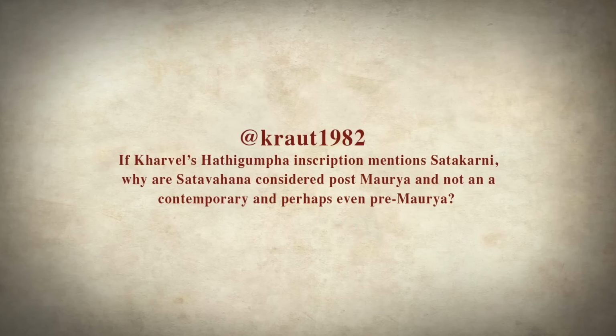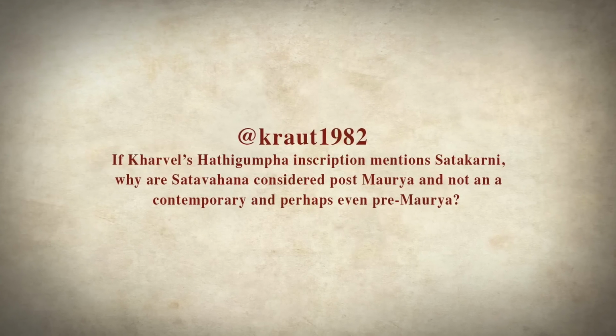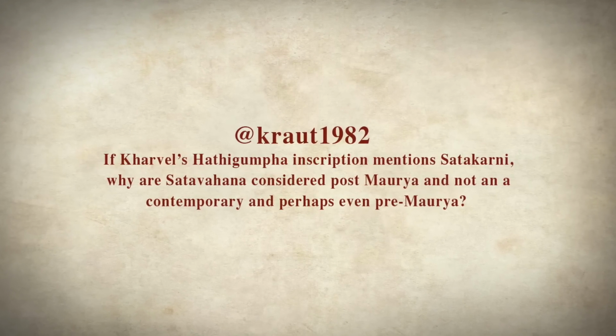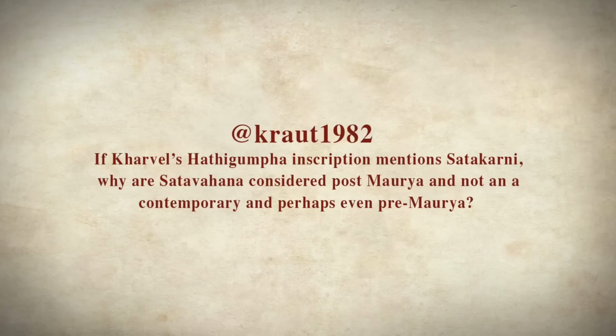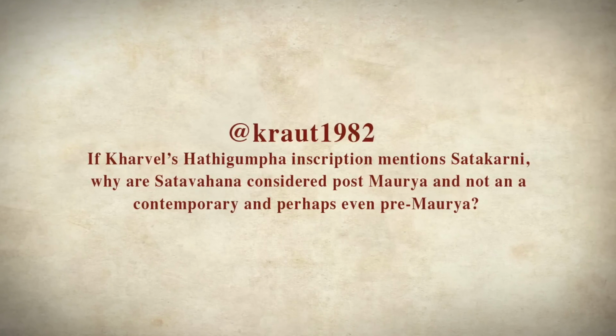So I don't believe that the bow and arrow was entirely replaced by swords. Now the next question is about why the Satavahanas are considered post-Mauryan, when we know that Kharvel mentions Satakarni in his inscription. So first of all, we have to see which Satakarni Kharvel is talking about. Most scholars believe that Kharvel is talking about Satakarni first, who is the third ruler of the Satavahan dynasty.